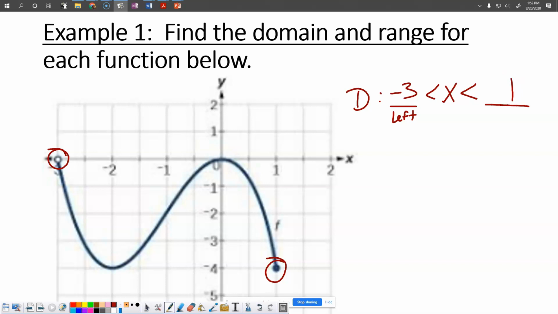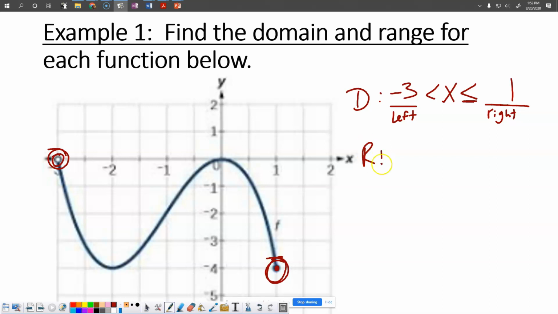But we're gonna do something else here. Open dot means that it actually doesn't ever get to touch that point. So it gets infinitely close to it, but it never actually touches that point. So x cannot equal -3. However, we have a solid dot here. So the graph actually does reach x equals 1. So since it actually does reach x equals 1, we're going to put an equal sign here. I forgot to put the word right here. So what this means is that x can be anything from -3, but not including -3, all the way up to 1, including 1. Okay, let's go ahead and do the range.